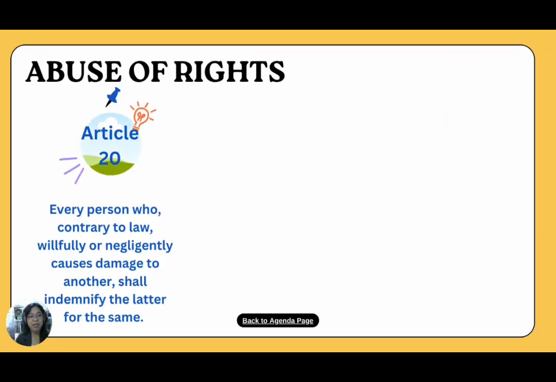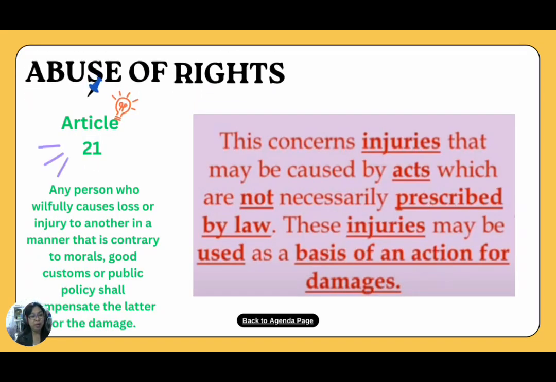For Article 20, as I have stated already, a person has violated a law. The act is contrary to the law. So, it is very evident that the person can claim for moral damages, okay? Because they violated the law. Okay?